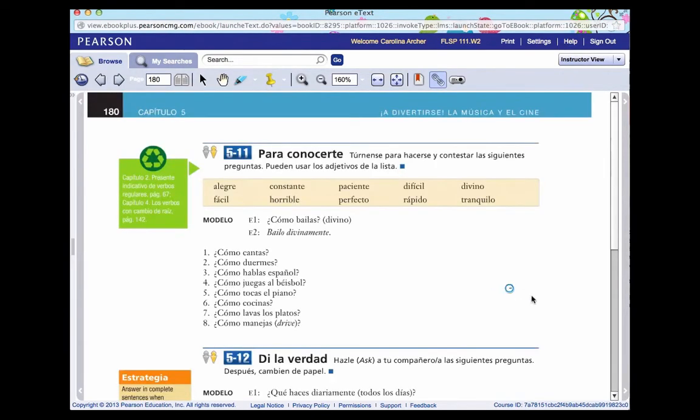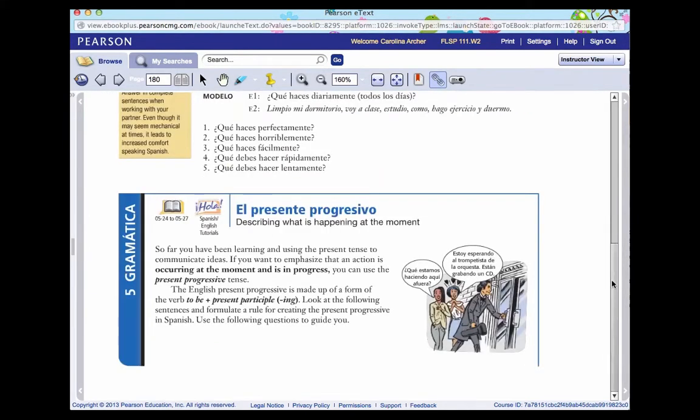I went too far. With the present progressive, el presente progresivo, which is a verb tense that we use to describe what is happening at the moment. Like in English we say it is raining, or I am studying, or she is coming, or they are talking, okay? So something that is in progress at the moment, that is happening at the moment, okay? So in English, you form this present progressive with a form of the verb to be. You have to conjugate to be. She is, they are, I am. Plus a present participle, which means the ing ending.